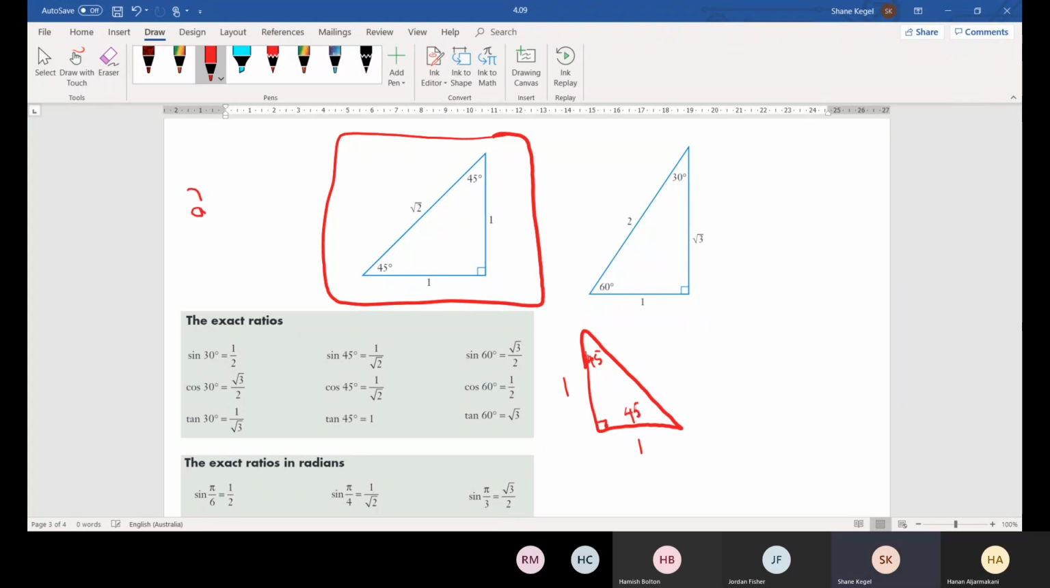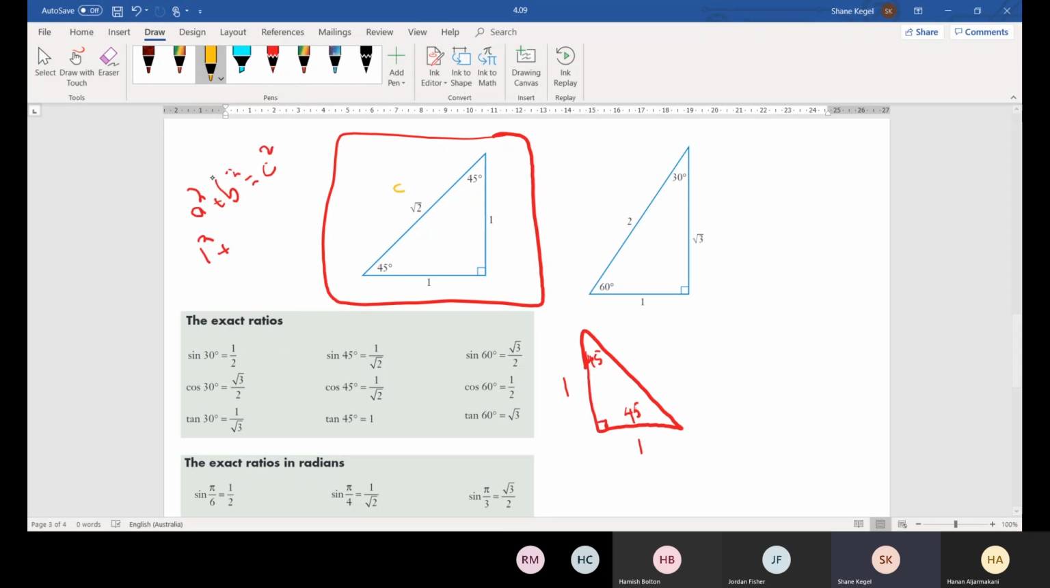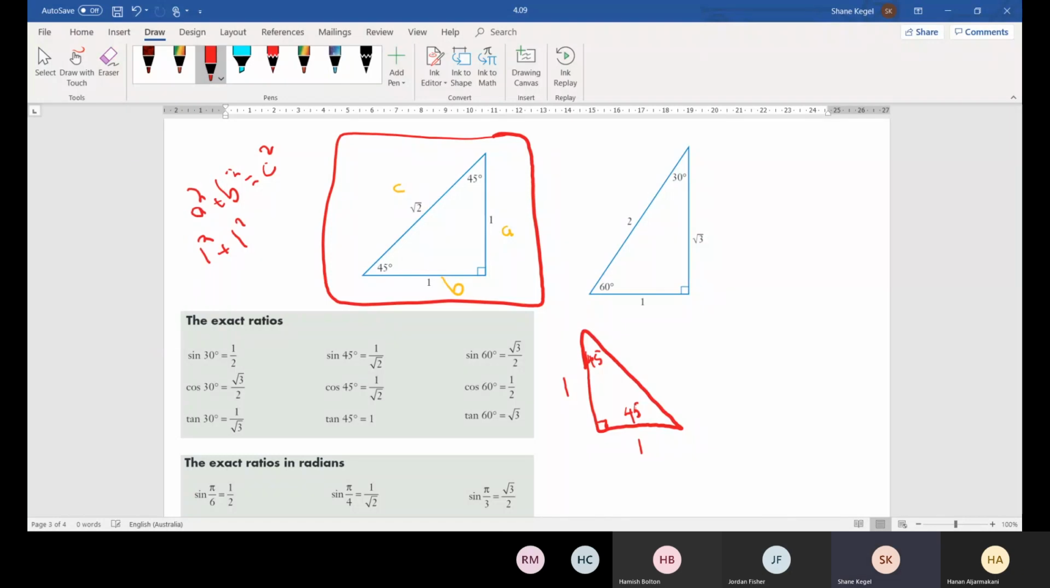I've worked out a squared plus b squared equals c squared. So here c would equal, so 1 squared plus b, which is 1 as well, remembering that this is C, that's A, and that's B. So 1 squared plus 1 squared equals C squared. 1 squared is 1, plus 1 is 2. So 2 equals C squared. So C must equal root 2.